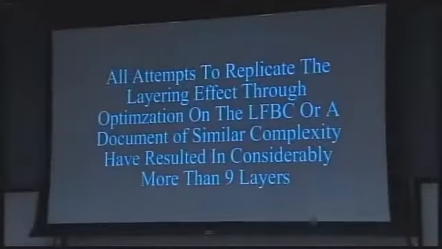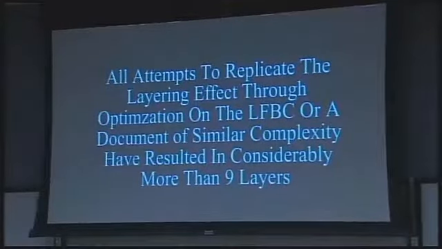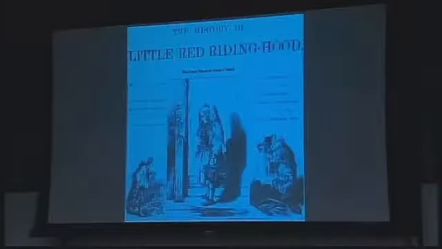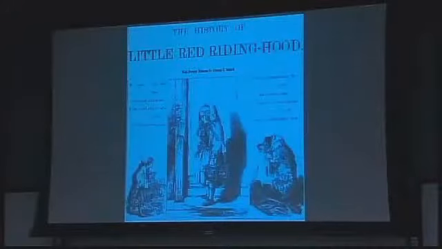The document released by the White House had only 9 layers. Our control document had 45 layers after being optimized. All attempts to replicate the layering effect through optimization on the long-form birth certificate or a document of similar complexity have resulted in considerably more than 9 layers. In instances where a low number of layers has been produced, the documents being optimized have typically been rather simple in nature, as when author John Woodman used a page from Little Red Riding Hood.